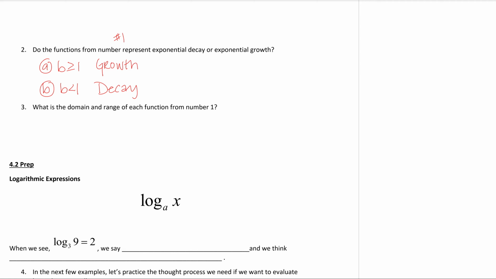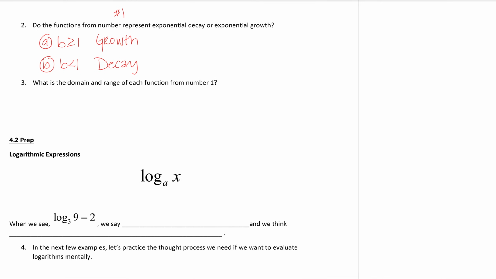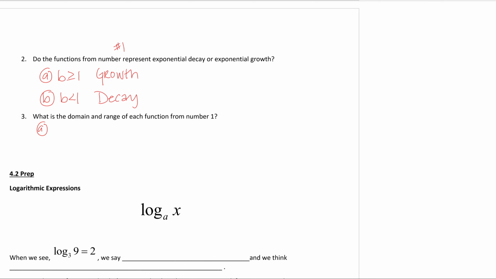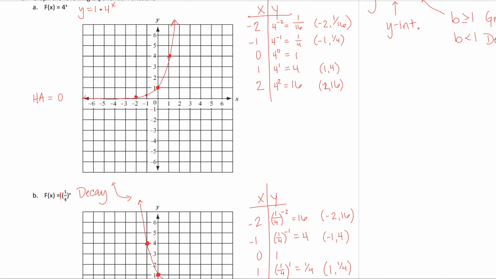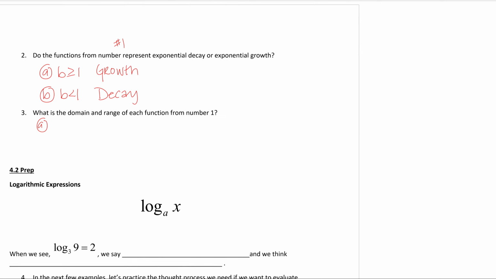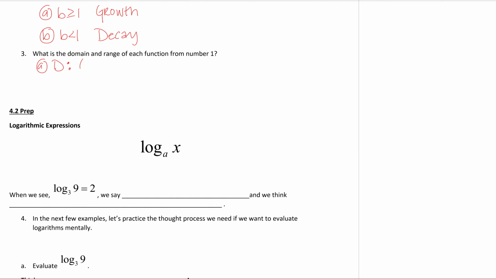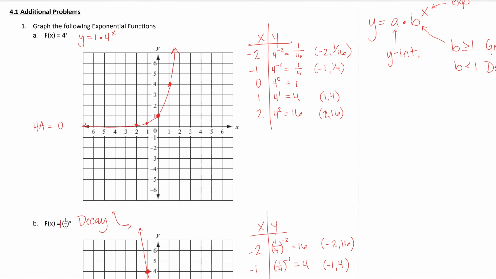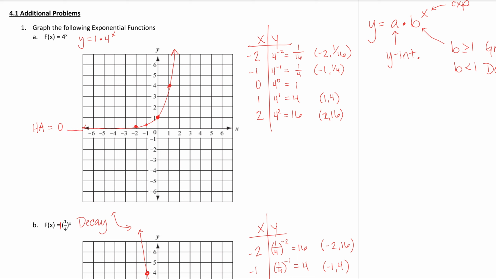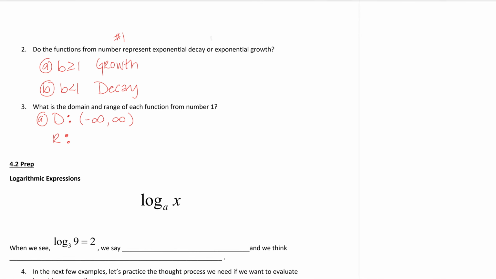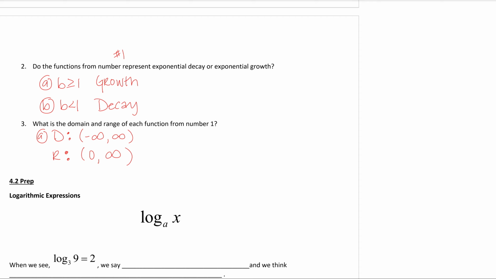It says, what is the domain and range of each function from number 1? Again, what's really nice about domain and range for these types of functions is that your horizontal asymptote is going to affect your range and only your range. So for A, if we go back and look at it, our domain, from left to right, is going from -infinity to +infinity. Now our range, that's from bottom to the top. It's affected by the horizontal asymptote, which we said was at 0. So I know that it will not cross the 0. So my range starts at 0, and it goes up to +infinity.